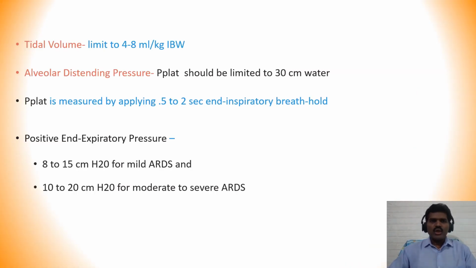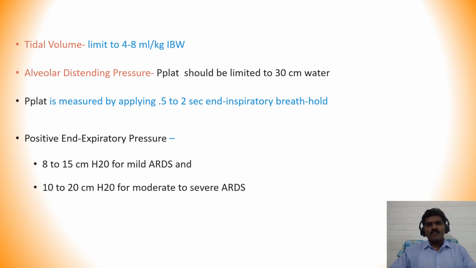So your targets include a tidal volume of 4 to 8 ml per kg ideal body weight. Note here, it's not the actual body weight of the patient, but the ideal body weight that you are going to check in the charts. You measure the patient's height and arrive at the ideal body weight for that particular height, and on that ideal body weight, you give 4 to 8 ml per kg.